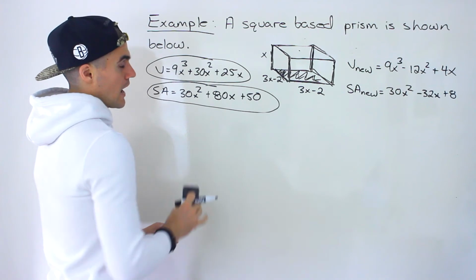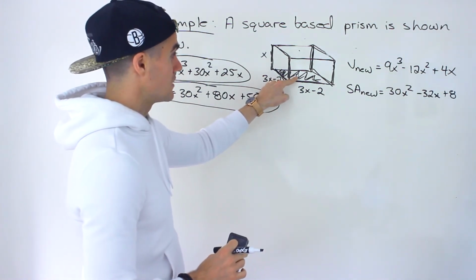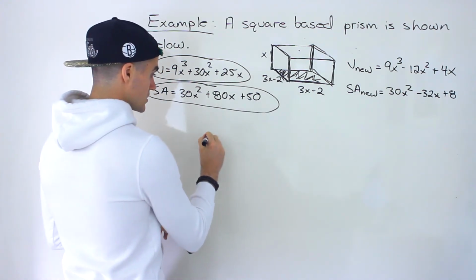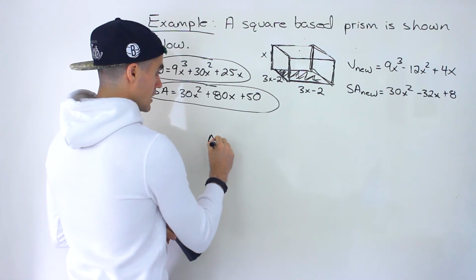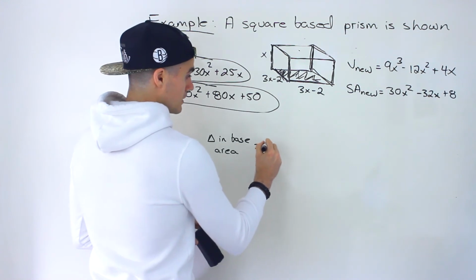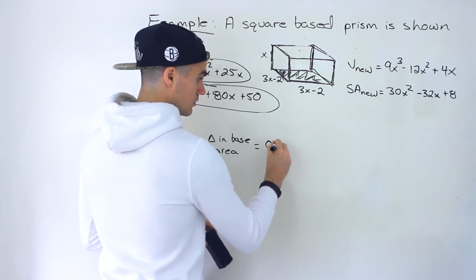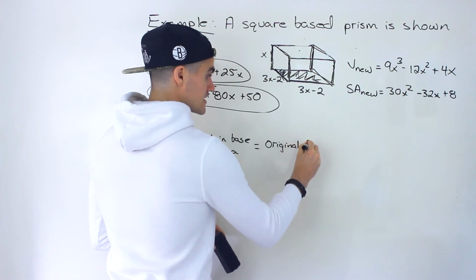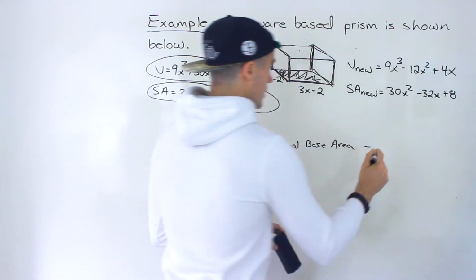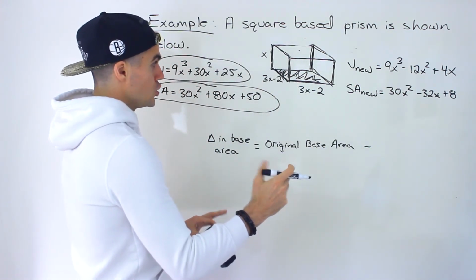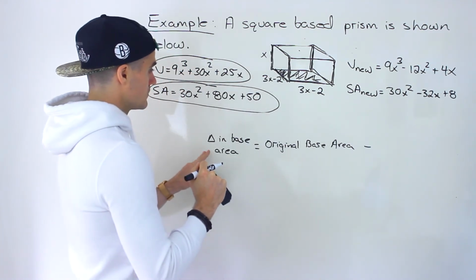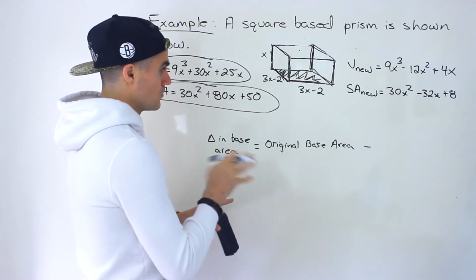And then in part C, we're asked, what is the difference between the base areas of both prisms? So remember the base area of the original prism, so let's say the difference in base area, it's going to be the original base area minus the new base area, or actually, I guess it doesn't matter. Let me see, change in base area. We usually do new minus the original, right?